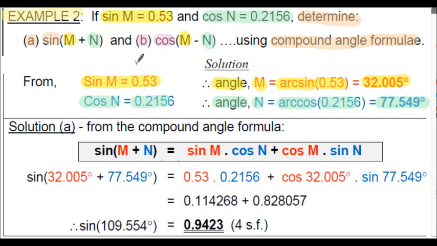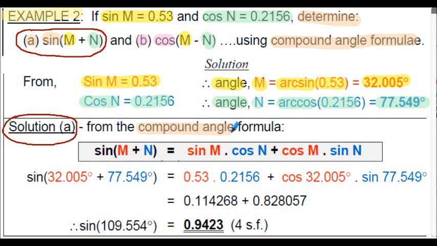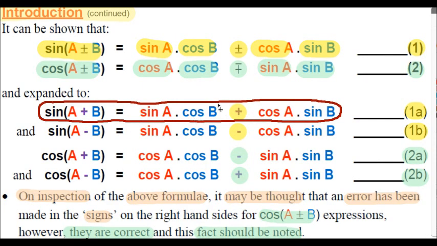So there are two parts to example 2. Let's consider the solution to part A, shown here. The compound angle formula we're using here is of the form sine of M plus N is equal to the sine of angle M multiplied by the cos of angle N, added to the cos of angle M multiplied by the sine of angle N. Here's the compound angle formula we're using for part A. We're finding the sine ratio for the sum of two angles.